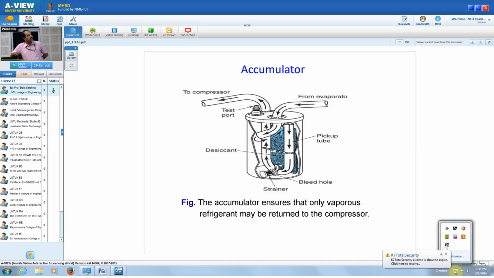So this is the accumulator figure. From the evaporator it is moving like this, and then finally it is coming out to the compressor in the form of a vapor. Any moisture content there will be absorbed. This is the strainer. If there is any dust particle in the refrigerant, it will be cleaned. Through the strainer it will always be moving.